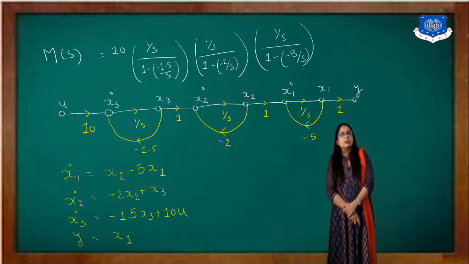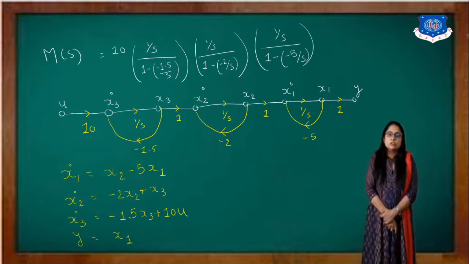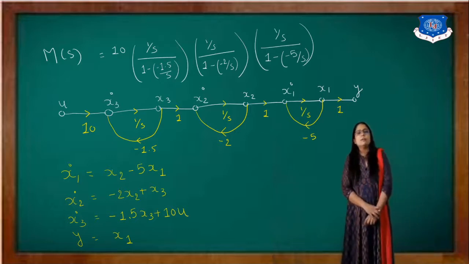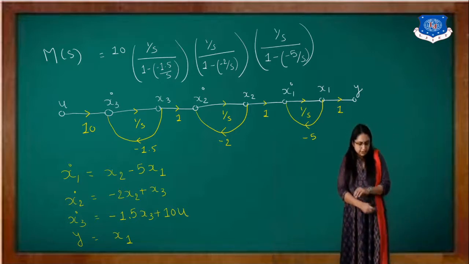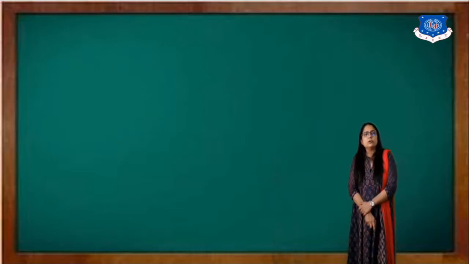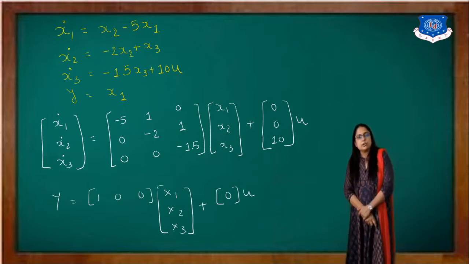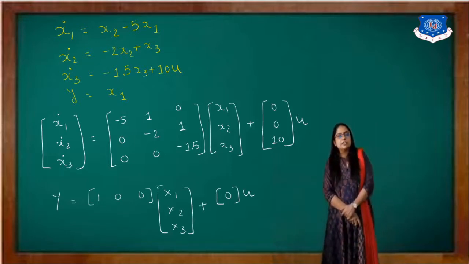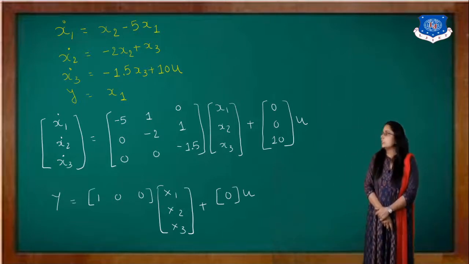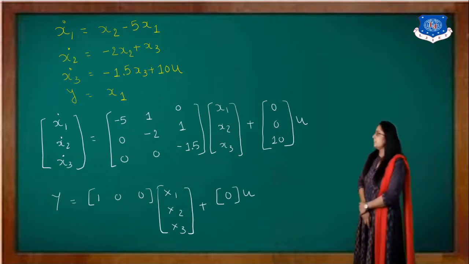Now based on this you write down the equations: x1 dot equals x2 minus 5x1, x2 dot equals minus 2x2 plus x3, and x3 dot equals what? It's minus 1.5 x3 plus 10u, and y equals x1. Now based on this we want to write down the state space equation. This is the state space equation: x1 dot, x2 dot, x3 dot equals the matrix minus 5 1 0, 0 minus 2 1, 0 0 minus 1.5 times x1, x2, x3, plus 0 0 10 times u, and y equals 1 0 0 times x1, x2, x3 plus 0.